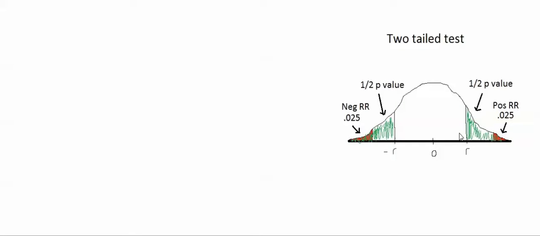And in a two-tailed test, the p-value is the area under this curve starting at your outcome, the correlation that you found, and going out to the end of the curve, combined with the area starting at the opposite of your outcome and going out to the other end of the curve.